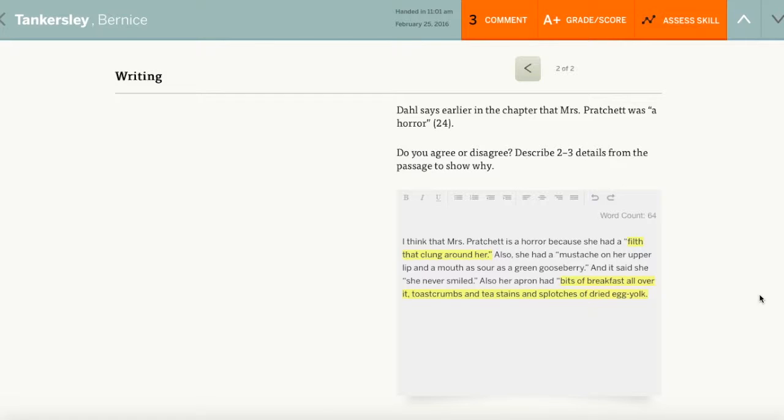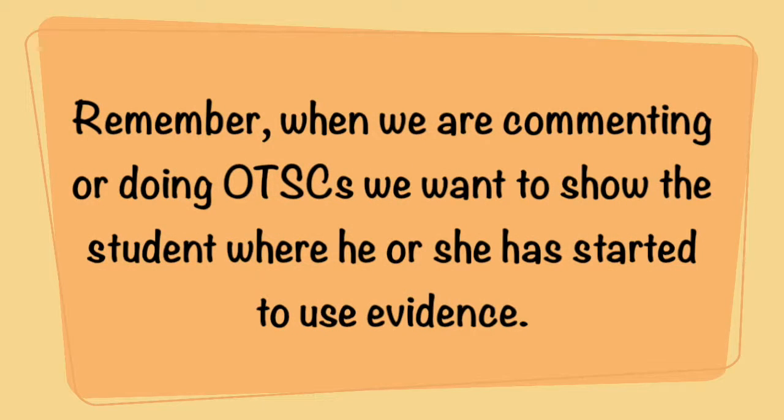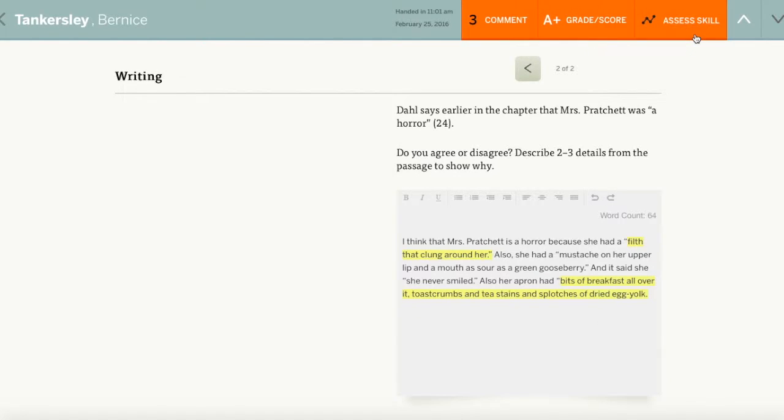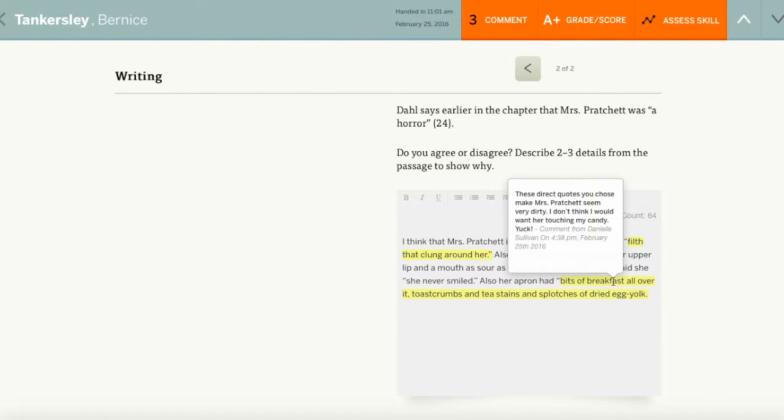Now, let's give her a comment so she can see what she's doing right. Remember, when we're commenting or doing over-the-shoulder conferences, we want to show the student where he or she has started to use the evidence. So I'm going to go ahead and highlight the filth that clung around her, and her apron had bits of breakfast all over it. My comment's going to say, these direct quotes you chose make Mrs. Pratchett seem very dirty. I don't think I would want her touching my candy. Yuck. My comment shows Bernice that she's chosen strong direct quotes that made an impact on me.